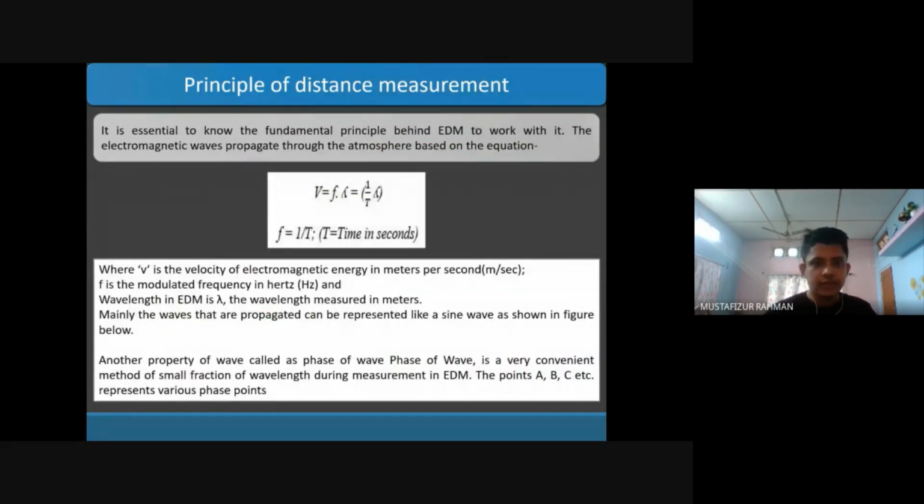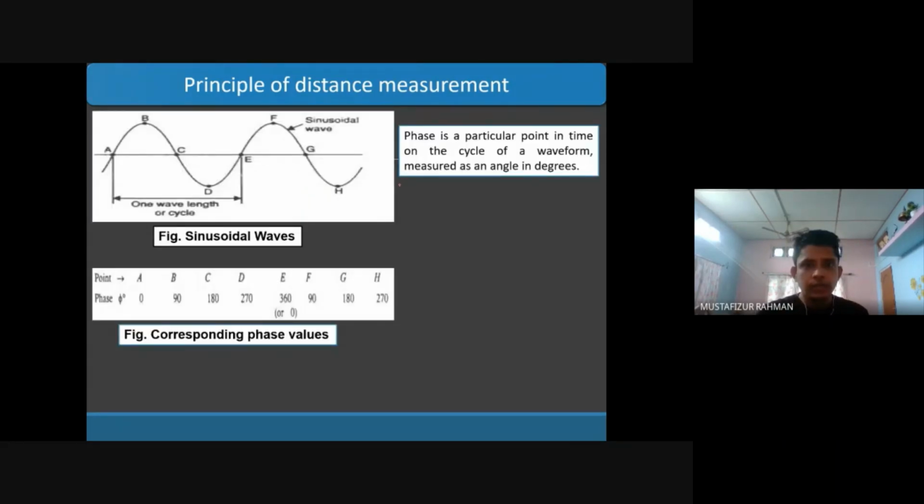We will see what is phase difference, and we know this formula. We know this formula of the basic wave connecting the velocity of the wave, the frequency of the wave, and the wavelength of the wave. And we also know that frequency f is equal to 1 by T. Okay. Now, what is the phase?